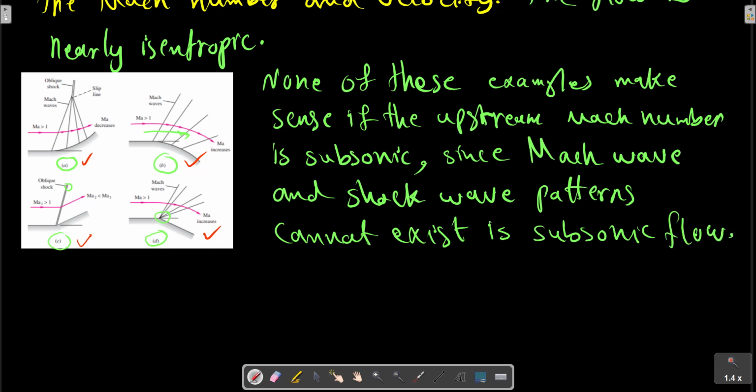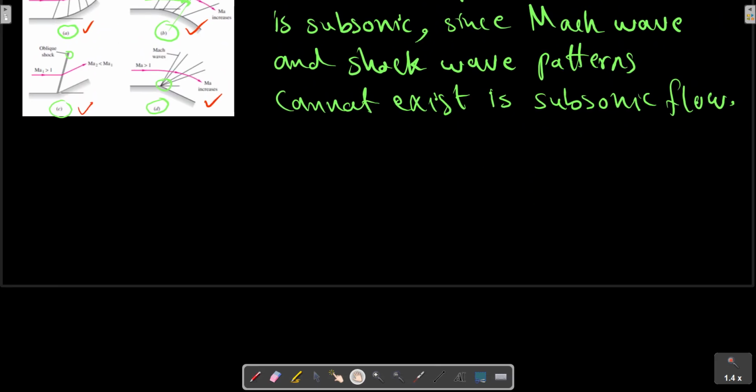The Prandtl-Meyer perfect gas function. The next subsection in this chapter is the Prandtl-Meyer perfect gas function.